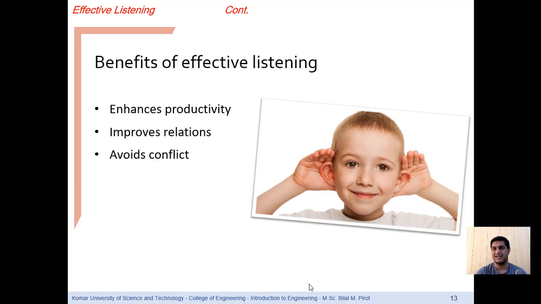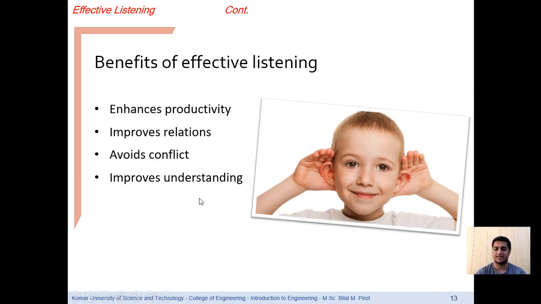When someone realizes that you are listening to him or to her, your relation, your connection with him or her will be improved. It avoids conflict. In most cases the conflict between companies or individuals is related to misunderstanding. So for avoiding conflict, effective listening is very important.